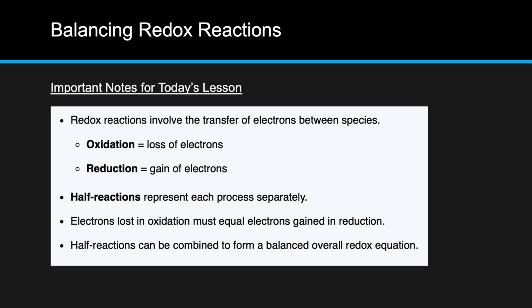Redox reactions are reactions where electrons are transferred between substances, and to keep track of this, we separate the process into two parts called half reactions. Each half reaction will show the two components of a redox reaction, which are the oxidation and the reduction. So one of the half reactions is going to show a loss of electrons, and the other half reaction is going to show a gain of electrons. You can remember this using OIL RIG. OIL RIG helps us remember that oxidation is loss and reduction is gain.